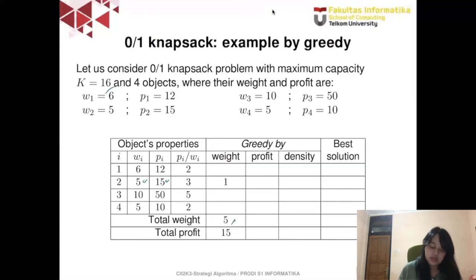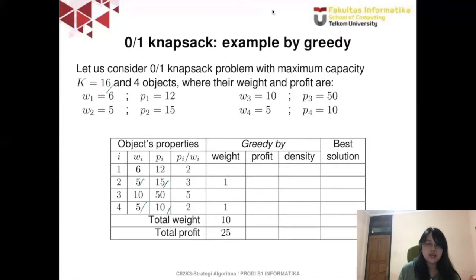So the next one, I choose the next lightest item, which is obviously 5. So I can choose that item in the next step, such that I have a total weight of 10 and a total profit of 25. I still have 6 capacity left.